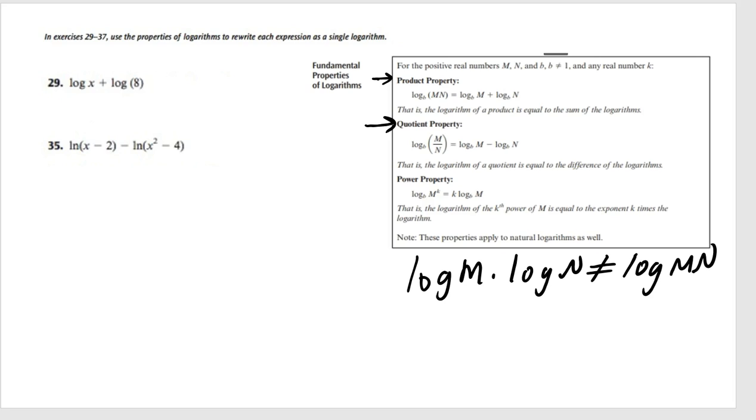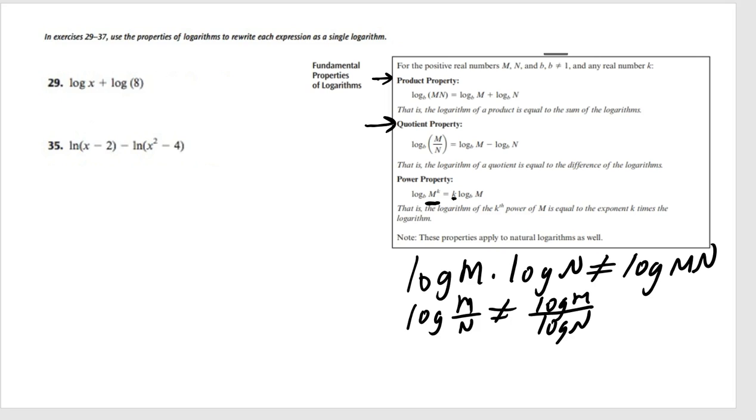Next one is the quotient property. Similar. It's a tricky one. Log of m divided by n does not mean log of m over log of n. It does not work that way. It means log of m minus log of n, if you wanted to expand it out. Okay? And last but not least, the one we already kind of talked about a bit, and hopefully you saw in the PowerPoint, is that when you have a logarithm and it has an exponent, then you can take the exponent and put it in the front.